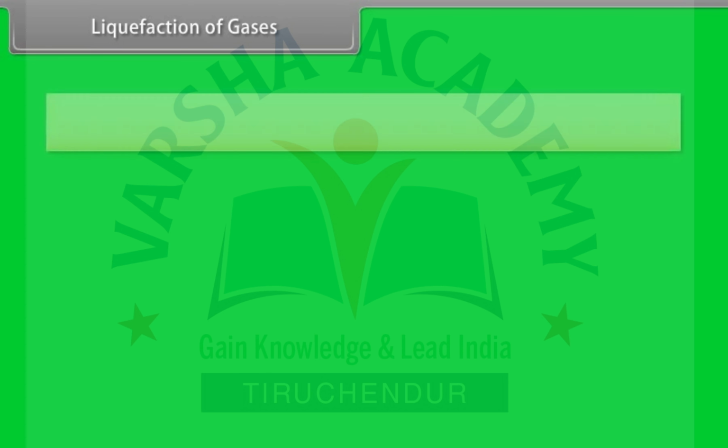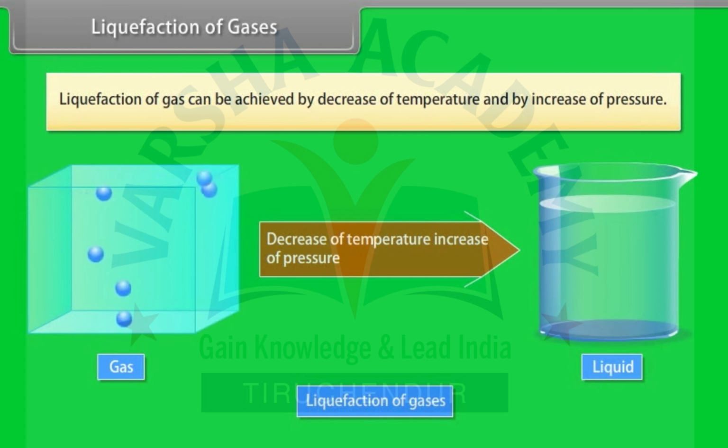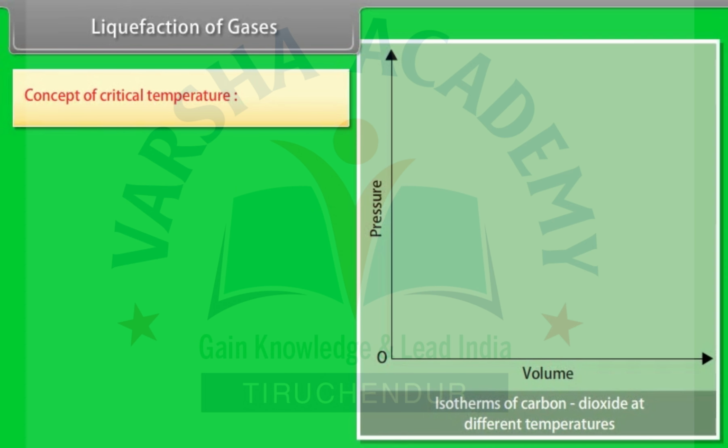Liquefaction of gases. Liquefaction of gas can be achieved by decrease of temperature and by increase of pressure. Concept of critical temperature. At a low temperature of 13.1 degrees Celsius, CO2 exists as gas at low pressure, as shown by point A. As the pressure is increased, the volume of gas decreases along the curve AB. At point B, liquefaction starts.